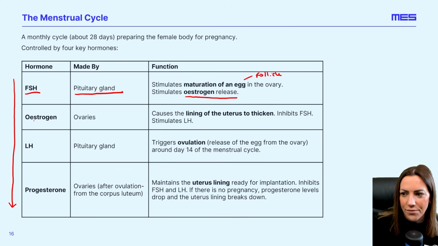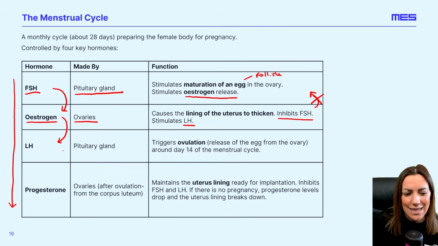hormone, estrogen. Estrogen is a hormone that is released from the ovaries. It causes the lining of the uterus to thicken in preparation in case the egg is fertilized and it needs to implant. In terms of how it interacts with other hormones, it blocks the release of FSH, or it inhibits FSH, so that we don't get more than one egg maturing. But it stimulates the next hormone. So you can see FSH stimulates estrogen, estrogen stimulates LH.